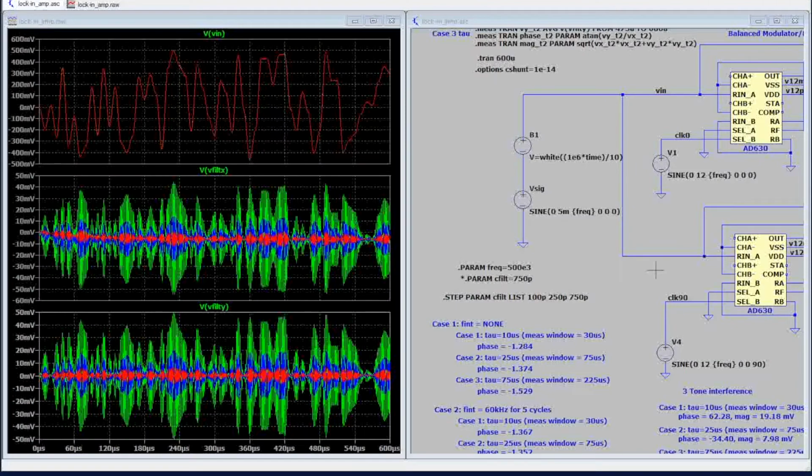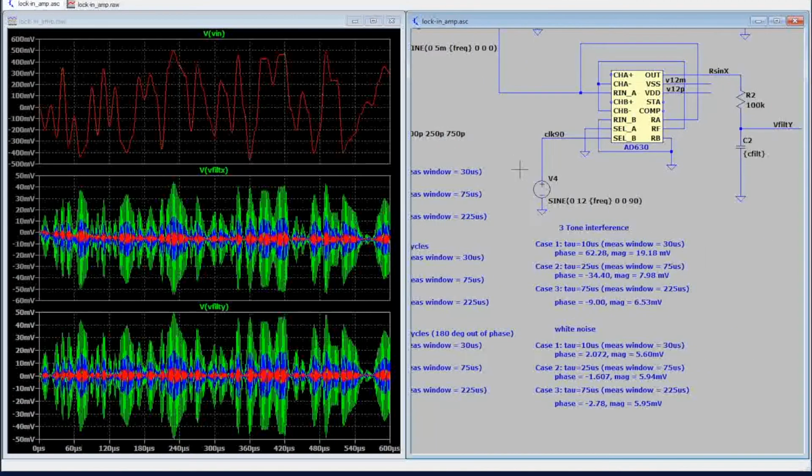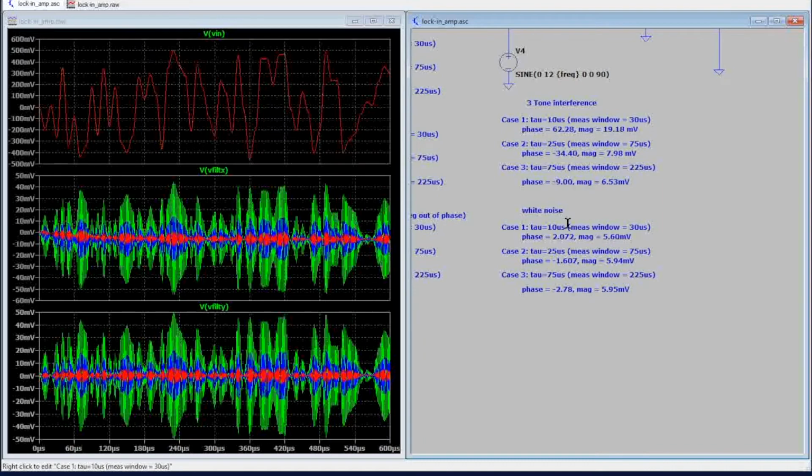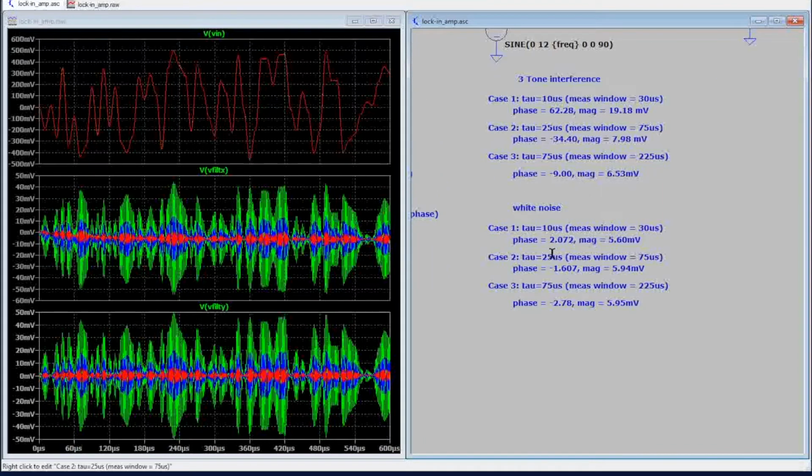Now, if you look at the data from this particular simulation, it's quite surprising in some sense. For the 10 microsecond case, the phase came out to be minus 2.072 instead of the minus 1.3 or so degrees we expected. So only about 3.5 degrees of error. Amplitude is very close to the final of 6 millivolts, it is 5.6 millivolts.